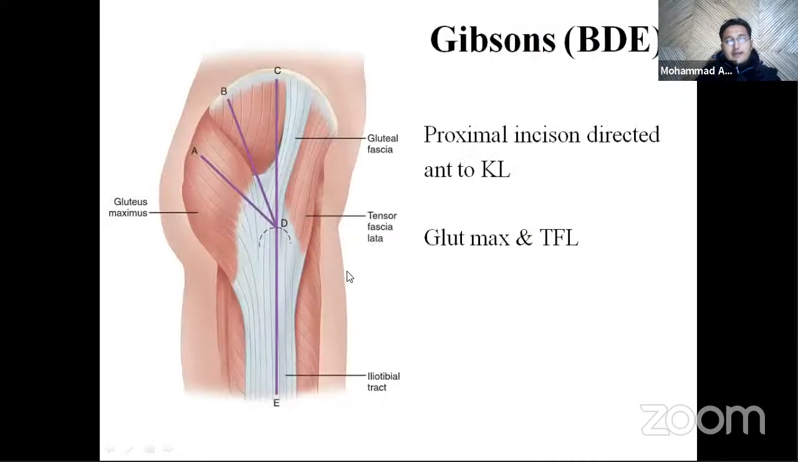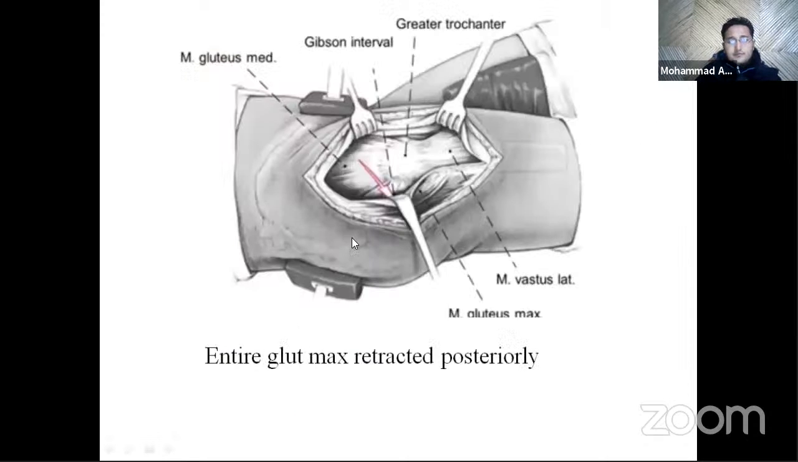Gibson in 1950 gave an approach where he modified this posterior approach, with the skin incision being slightly anterior to the Kocher-Langenbeck approach. Though it is still directed posteriorly, the incision is slightly anterior proximally, and here the interval is between the gluteus maximus and the tensor fascia lata. So in the Gibson approach, we try to find the anterior border of gluteus maximus, and we retract it posteriorly.